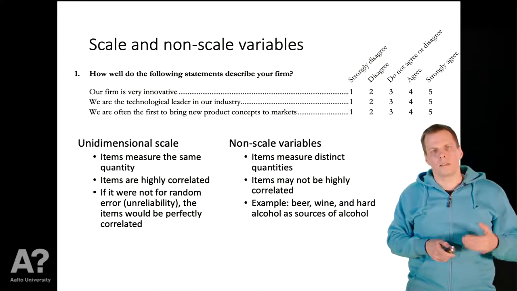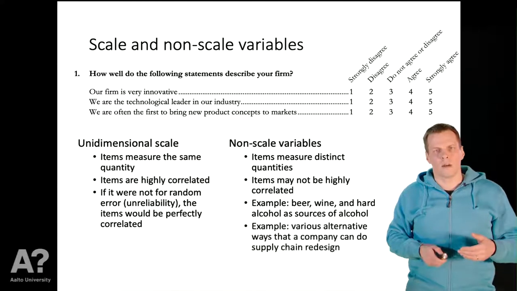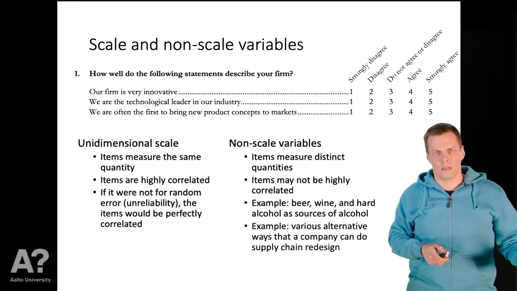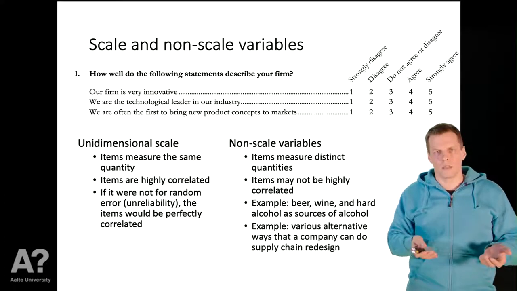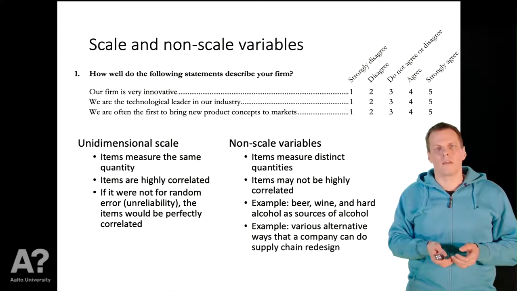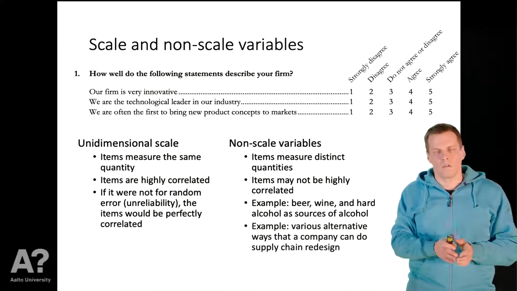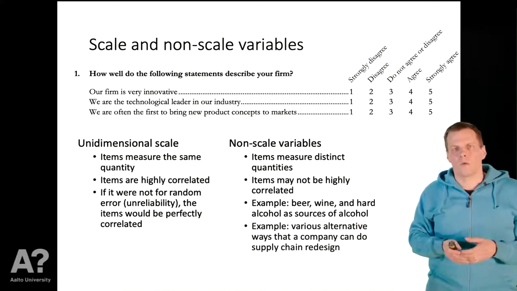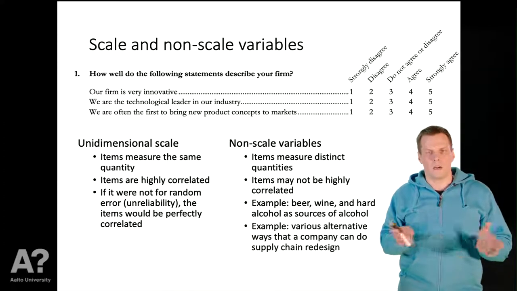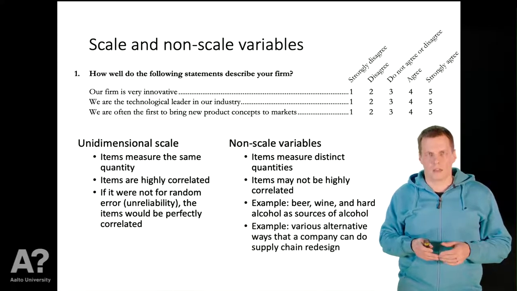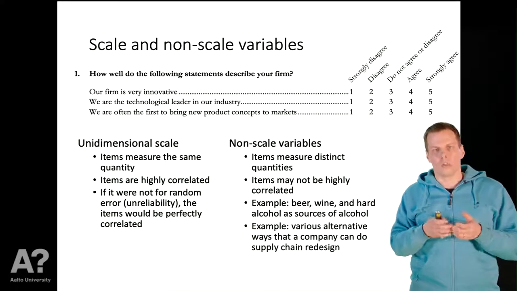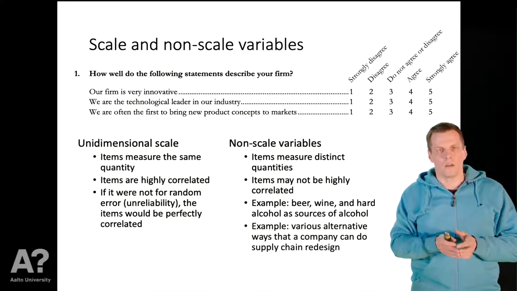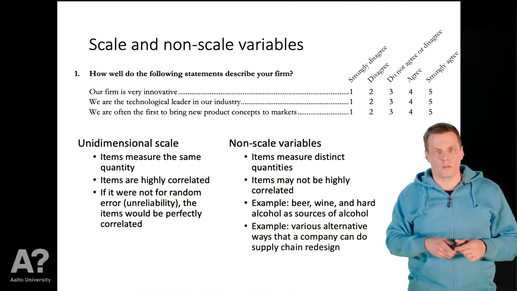Another one is that the variables that go into the index are different kinds of manifestations of the same behavior. So if a company wants to do supply chain redesign, for example, that can be done in multiple different ways. If we measure, for example, whether the company has taken any of, let's say, 15 different actions that they could do to redesign their supply chain, then taking an index of those indicators to measure the overall degree of supply chain redesign would be a reasonable thing to do.